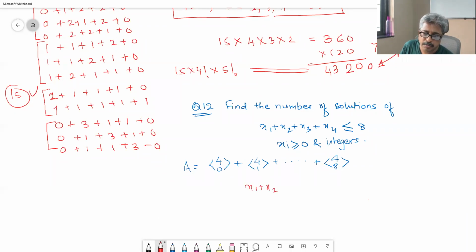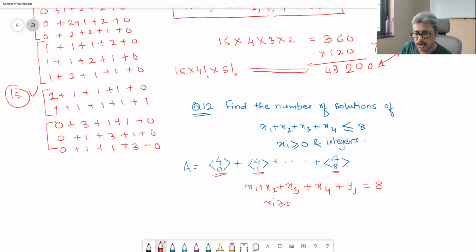x1 plus x2 plus x3 plus x4 plus y1 is equal to 8. Now, when you were solving for 0, y1 was 8. When you were solving for 1, y1 was 7. When you are solving for 8, y1 is 0. So the condition on xi will not change.